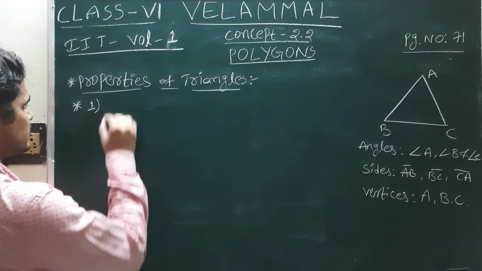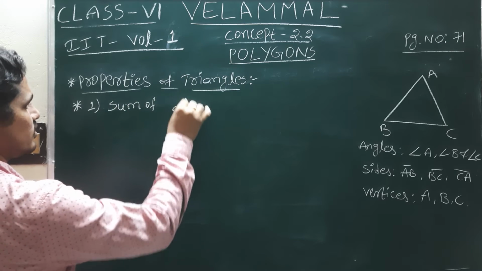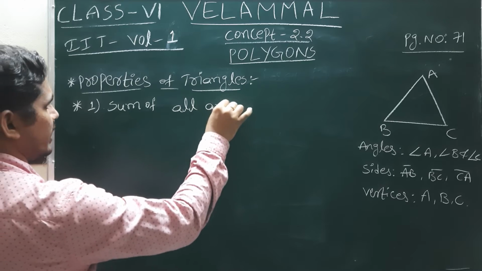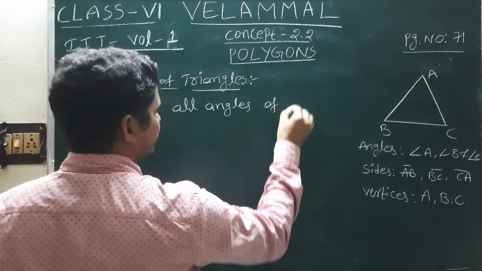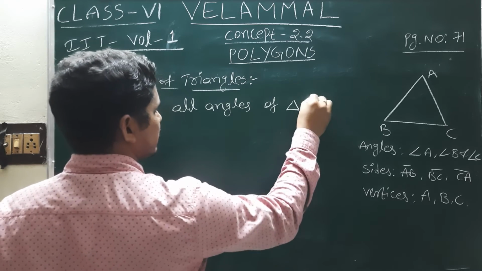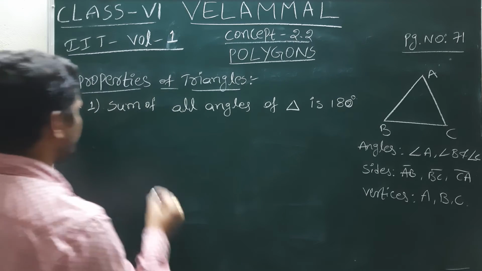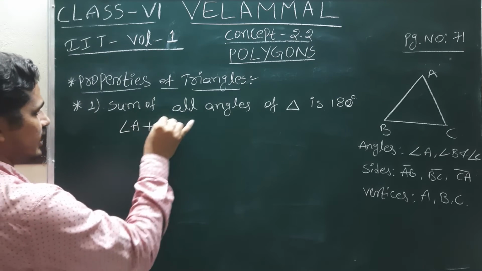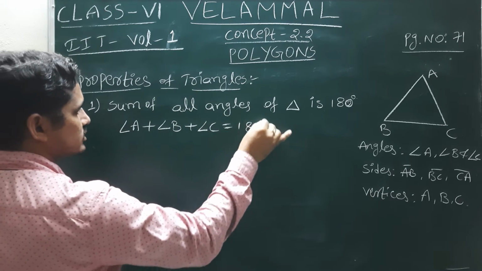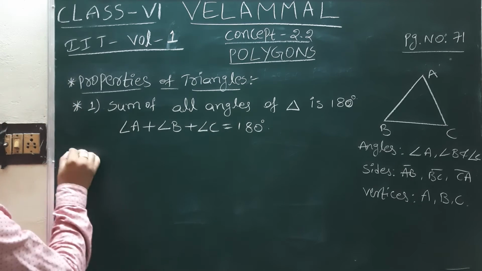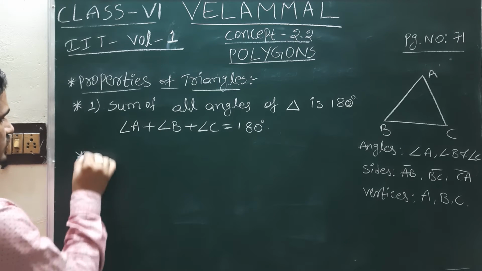The first one is: the sum of all angles of a triangle is 180 degrees. It is a very important one, which we already know. So we can say angle A plus angle B plus angle C is equal to 180 degrees. Based on this we have already completed the problems also.